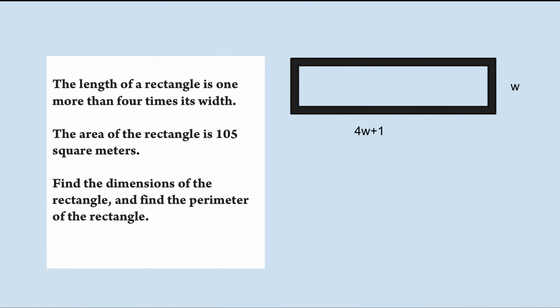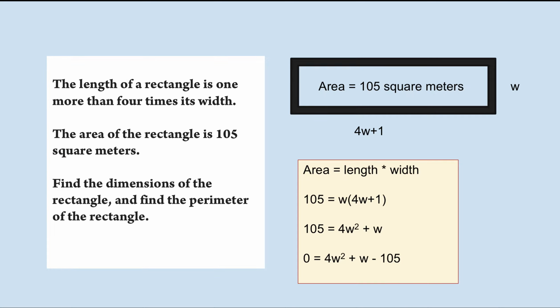When you want to find the area of a rectangle, that will be base times height or length times width. So we would use W times 4W plus 1 in quantity form in parentheses. When we do that, we should get 105. Here's what happens. The area is supposed to be 105. The area is length times width. We'll get 105 equals W times the quantity 4W plus 1.